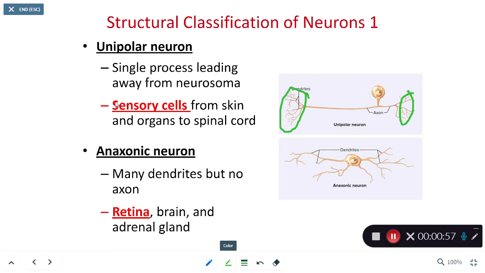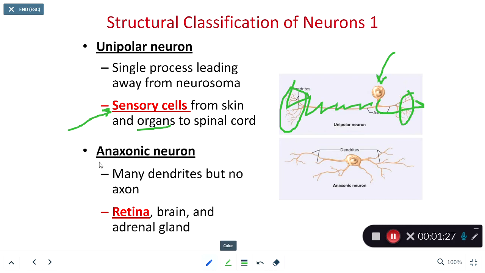As we think of these unipolar neurons, they're typically going to be sensory cells associated with skin and or some organs in our body. They'll typically send information to the spinal cord. A lot of times, as we look at the unipolar neuron, there won't even be the dendrite side. We'll just have the neurosoma itself acting as the sensory receptor, and when stimulated, it sends a signal down the axonal side of its single pole to the central nervous system.